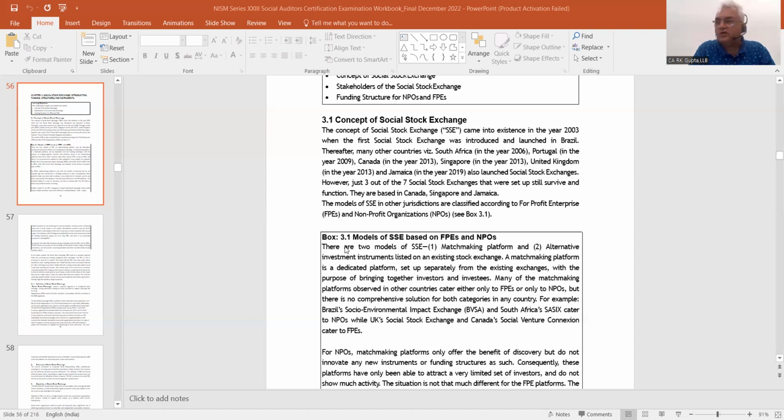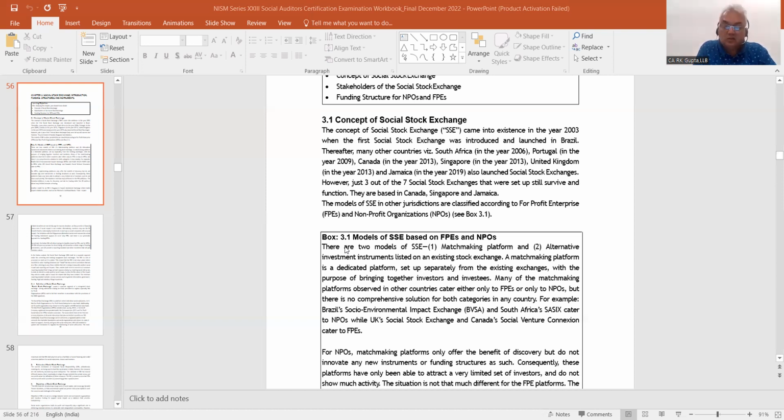A lot of social stock exchanges are already there in other countries. It started with Brazil in 2003, and then South Africa 2006, Portugal 2009, Canada 2013, Singapore 2013, UK 2013, and Jamaica 2019. As of now, there are only 3 stock exchanges which are live: Canada, Singapore, and Jamaica.